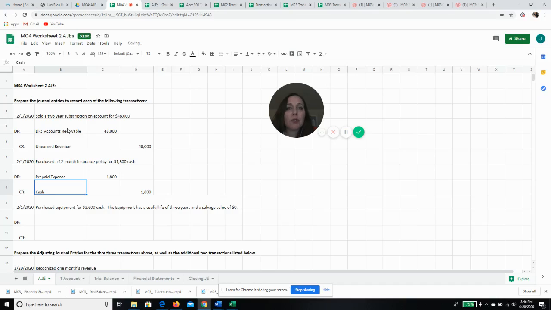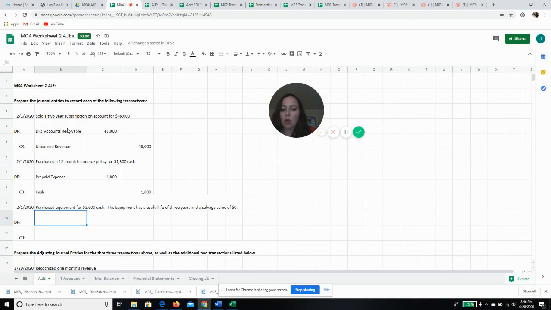Okay. These first two transactions, obviously, when we get to the end of the month, they're going to require an AJE. But for now, we're just booking the original transaction. We purchased equipment for $3,600 cash. The equipment has a useful life of 3 years and a salvage value of 0.